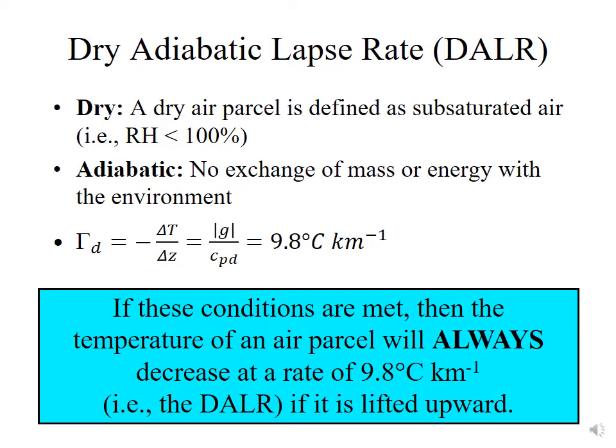To summarize the previous lecture, if an air parcel is lifted dry adiabatically and there's no exchange of mass or energy with the environment, by definition the dq in the first law of thermodynamics is equal to 0, and the dry adiabatic lapse rate in this situation, gamma d, is equal to 9.8 degrees Celsius per kilometer. And if these conditions are met, namely dry and adiabatic, then the temperature of an air parcel will always decrease at a rate of 9.8 degrees Celsius per kilometer if it's lifted upward.